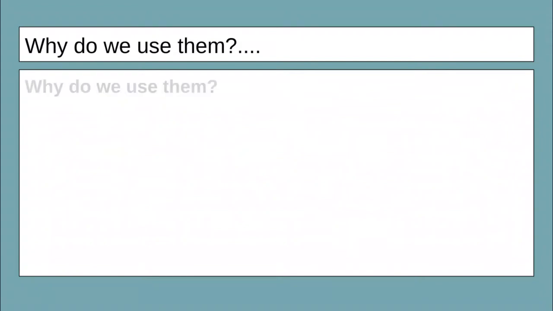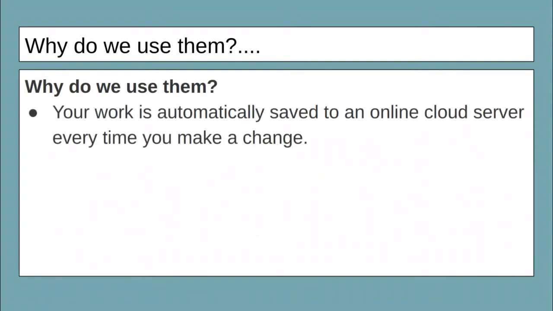Why do we use them? Well, one of the things a lot of people like is the work is automatically saved to an online cloud server every time you make a change. Every time you click something in Google Docs, for example, or type in a word or a space or a period or do anything, it automatically saves it instantaneously. You, the user, don't have to do that.